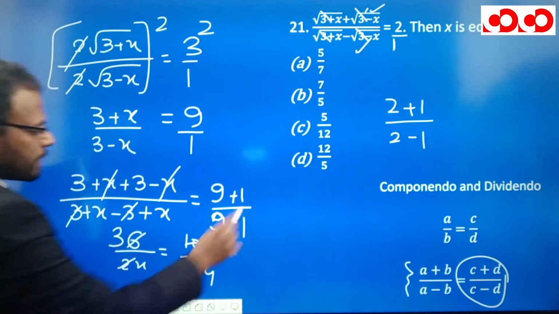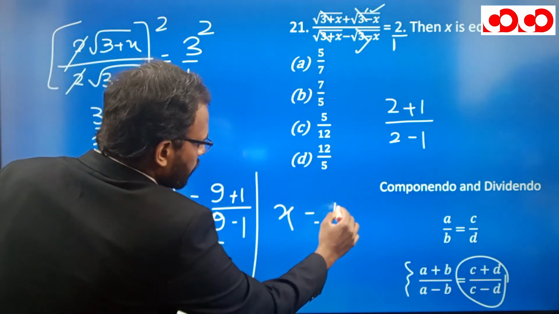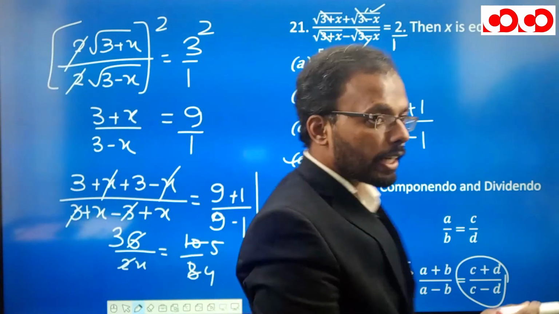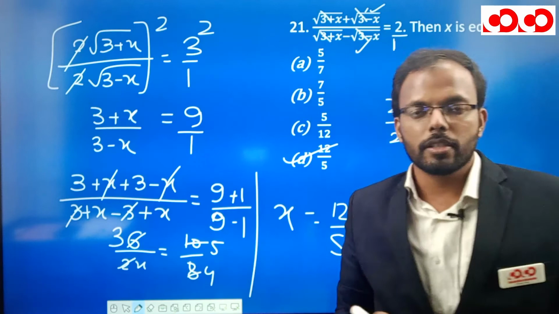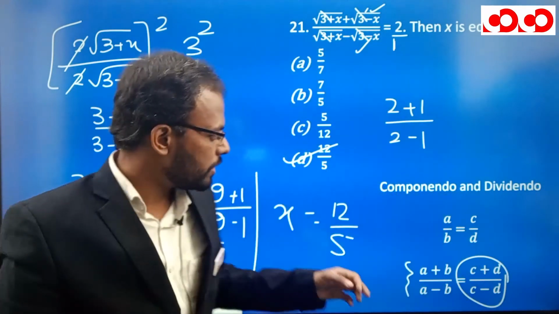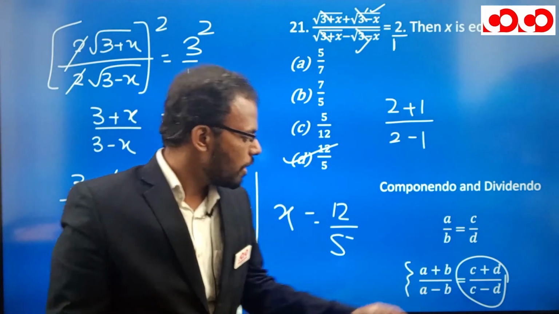So what is my x? X is equal to 3 4s are 12 divided by 5, 12 by 5. So option D is the correct answer for this question. I hope this is clear to you. Based on componendo dividendo, you should know this operation, which is C and D, and you can expect questions based on this format as well.